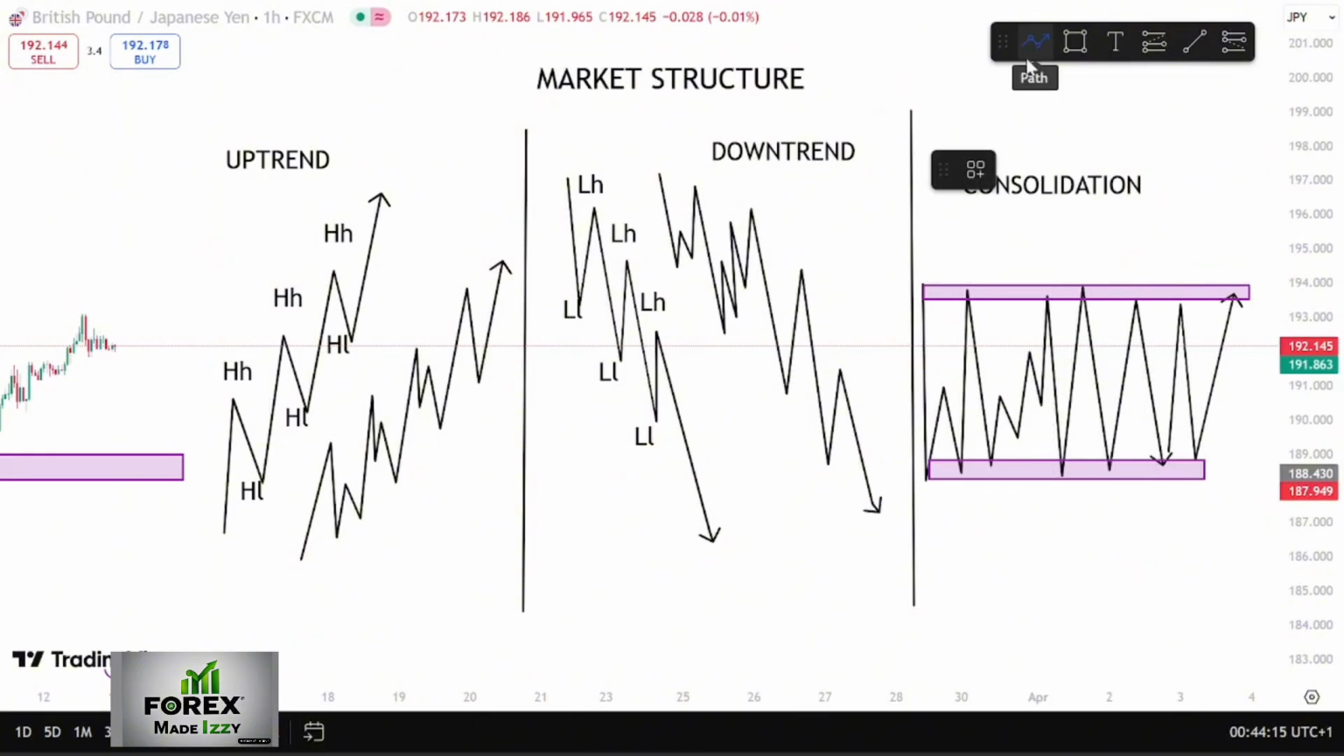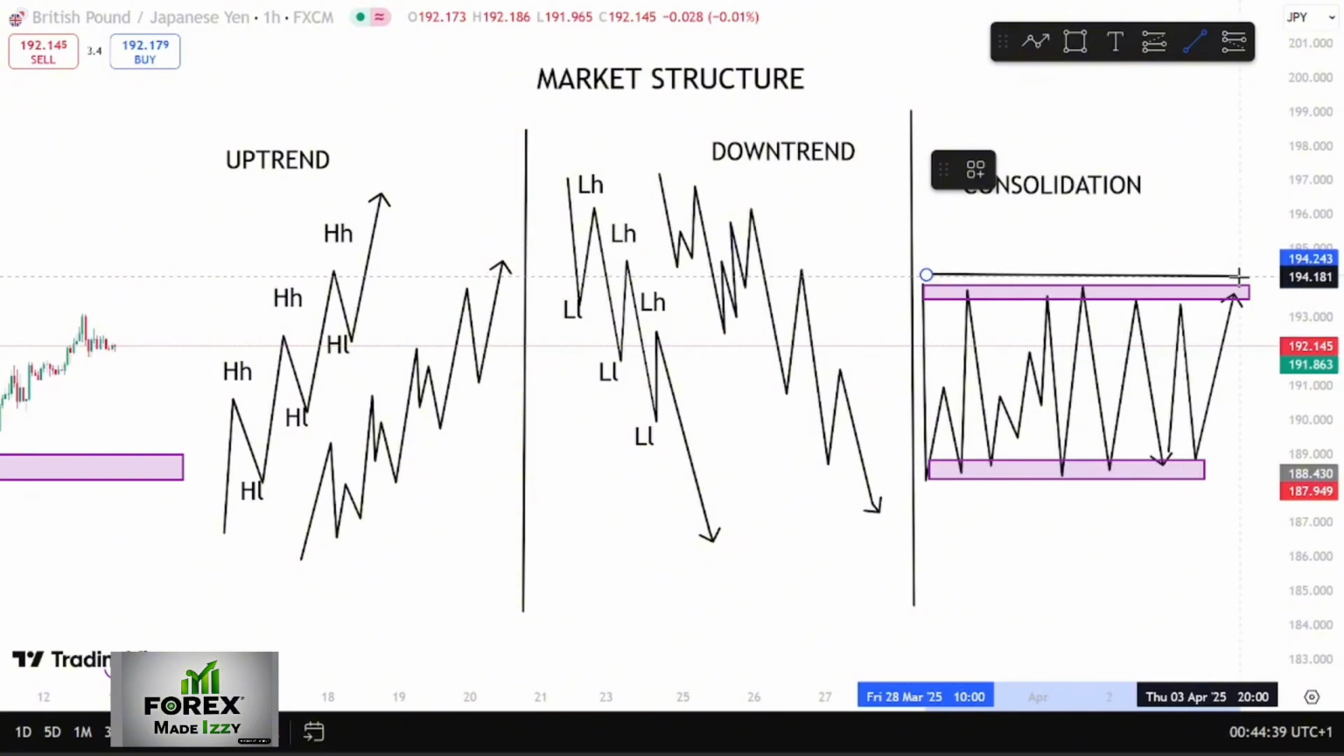So as you can see here, the sellers could just take an entry from here and tap into here to take their profit. Same here. So you can see how a lot of technical traders will be taking their trades. Their SL could just be above this resistance area.